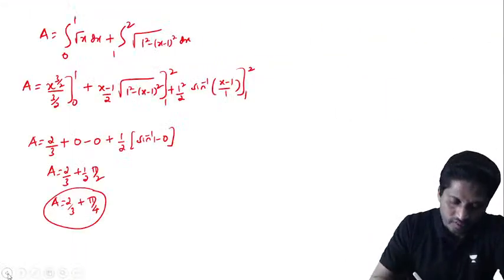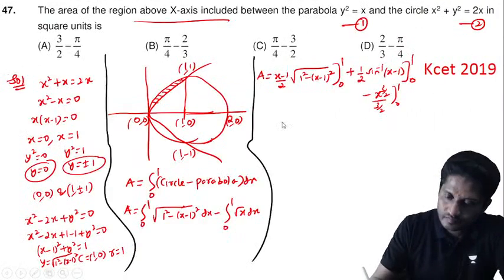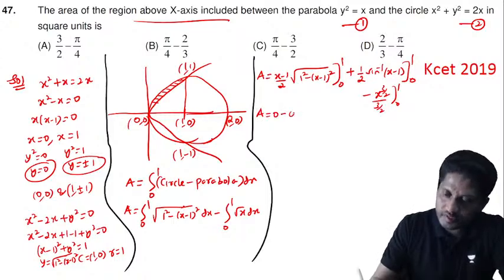Now if I substitute the upper limit, 1 minus 1 is 0, lower limit if I substitute 0 it will be 0. Half of upper limit is sine inverse of 0, minus lower limit is sine inverse of minus 1.